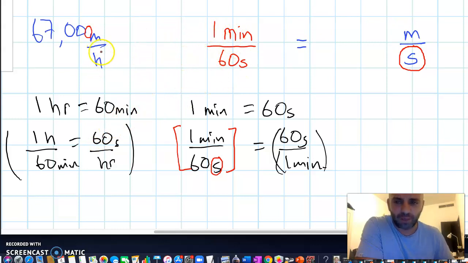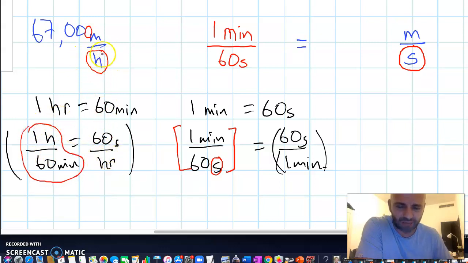So I'm going to look down here. My hours are on the bottom. Now the only way to get rid of something from an equation is, if it's on top, you divide by it, and if it's on the bottom, you multiply by it. So if my hour is on the bottom, I need to choose the conversion factor that puts the hour on top. Otherwise I wind up with this funny thing happening, like in the last example, where you wind up with an hour squared, okay? And that's not what I want. I want a nice simple unit.